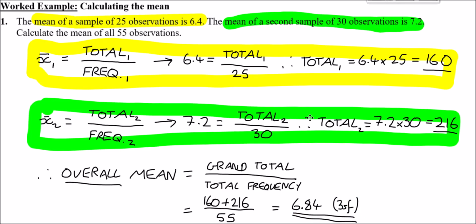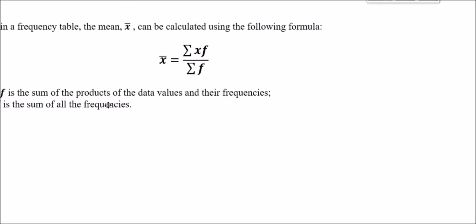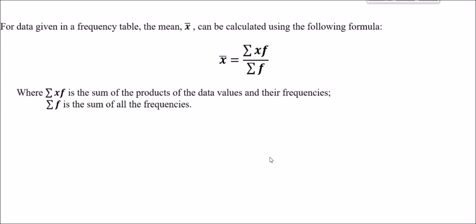Before we look at a second example, it's worth recapping a few things from GCSE in terms of calculating statistics, in particular the mean, from frequency tables. So on that note, it's worth me sharing this information with you. For data given in a frequency table, the mean, x bar, can be calculated using the formula below. So x bar, which is just how the mean is written, is sigma xf divided by sigma f. So sigma xf just means the sum of the products of the data values and their frequencies.